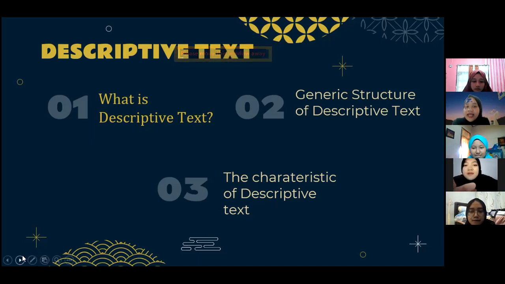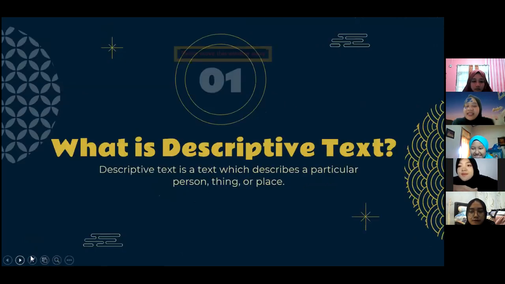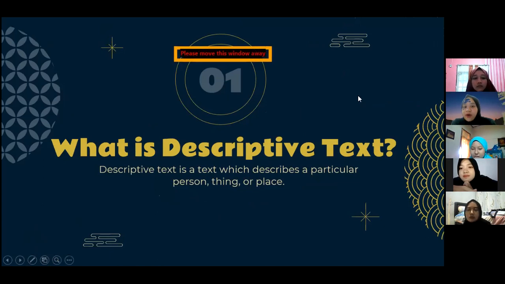So the descriptive text is the text which describes a particular person, thing, place, or you can add some animals too. So it's like the descriptions about some things, right?